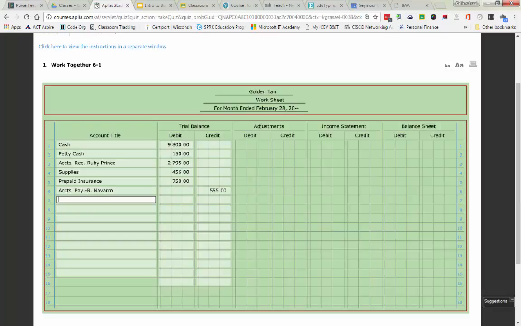Be careful when you get to accounts payable, Richard Navarro, because he has a credit balance. Don't automatically put that into your debit column. So he should have a credit balance of $555. Gary Baldwin Drawing also has a credit balance of $14,885. Gary Baldwin Drawing should be a debit of $3,400.